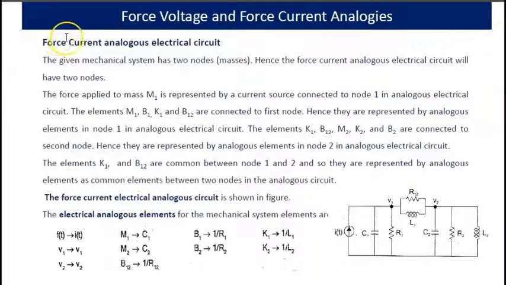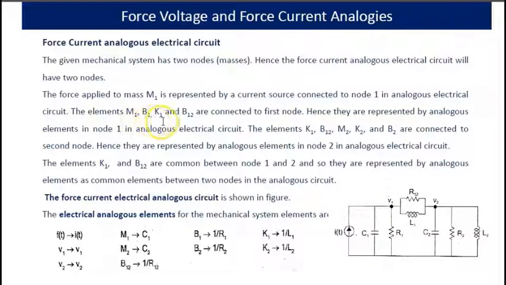Similarly, we can draw the force current analogous electrical circuit. Here, in the given mechanical system, as in the previous case, there are two node masses. So, in force current analogous electrical circuit, there will be two nodes, and the force is applied. The force applied to mass M1 is represented by a current source connected to node 1 in the analogous electrical circuit.